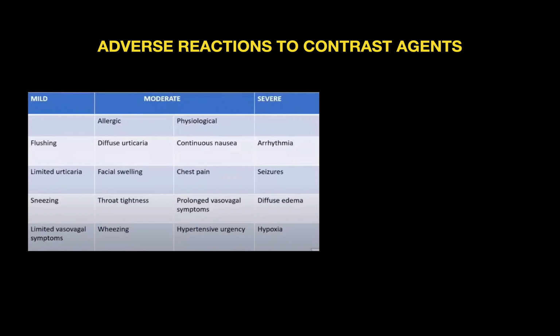Now, what are the adverse reactions to contrast agents? There can be mild, moderate or severe reactions because of the contrast agents. Mild ones are flushing, limited urticaria, sneezing, limited vasovagal symptoms. In moderate, there can be allergic reaction, diffuse urticaria, facial swelling, throat tightness, wheezing, physiological continuous nausea, chest pain, prolonged vasovagal symptoms, and hypertensive urgency. But in severe, there can be arrhythmias, seizures, diffuse edema, and hypoxia. So these are some adverse reactions due to the contrast agents.